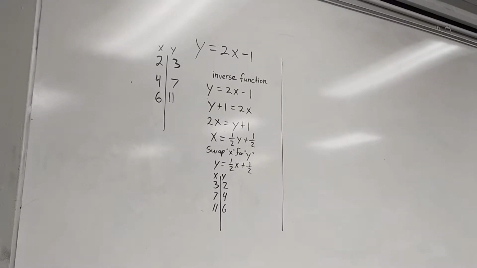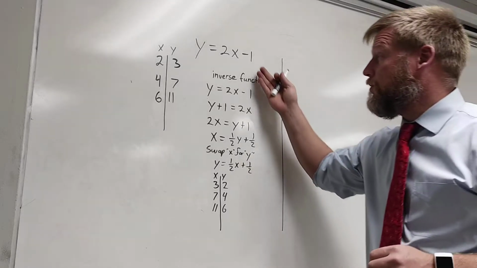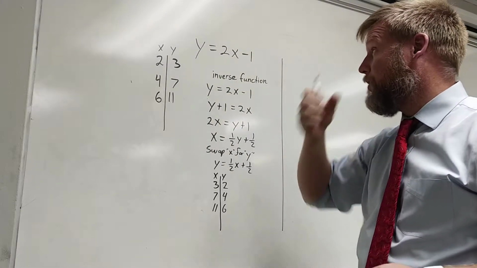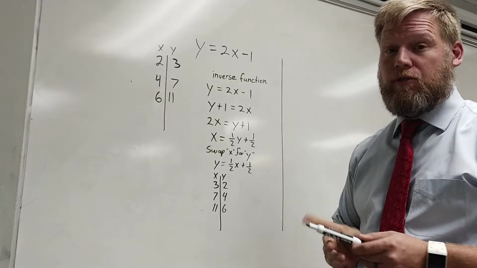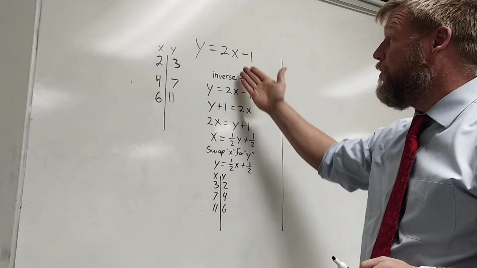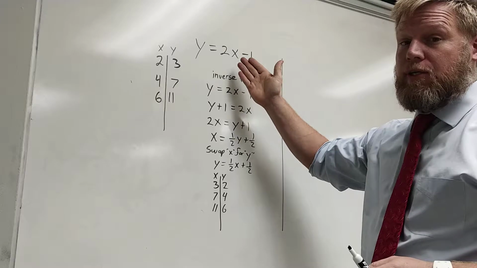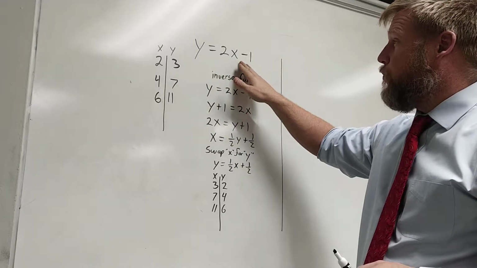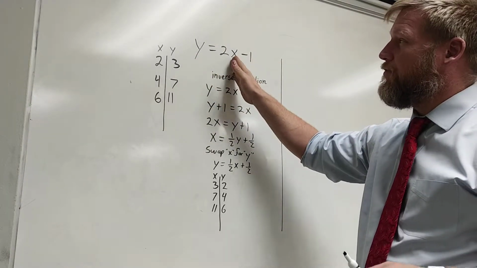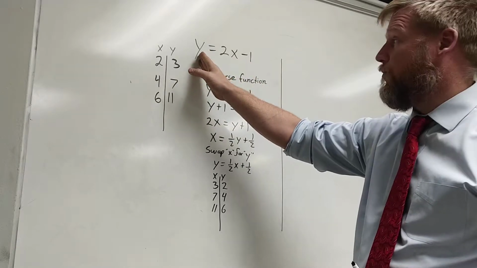In this lesson, we're going to be talking about inverse functions. So I went ahead and wrote on the board this function here, which is y equals 2x minus 1. Once again, just as part of review, if you remember, a function gives us a one-to-one: I put in one value for x, I get exactly one value for y.